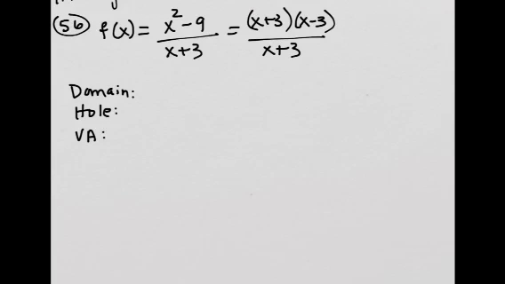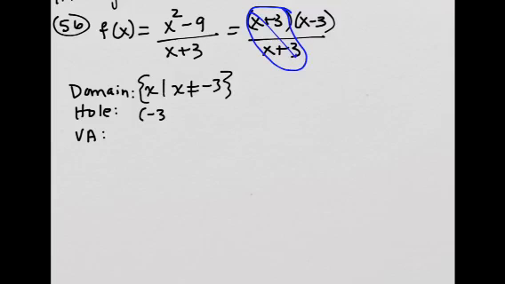Alright, so domain is whatever makes the denominator 0, so that would be negative 3. So you say all x such that x cannot be negative 3. Okay, holes, well, if there's any common factor, and we do have a common factor right here, so that's gone, and so that would give you negative 3 for the x coordinate. So that means you're left with x minus 3, right? So you would put a negative 3 there, and so that gives you negative 6.